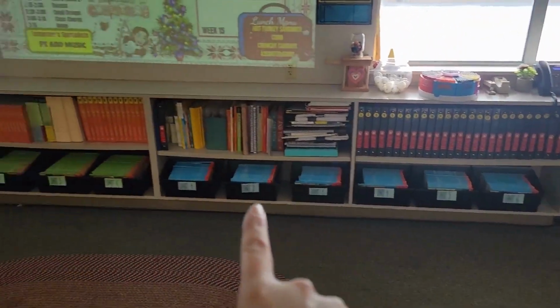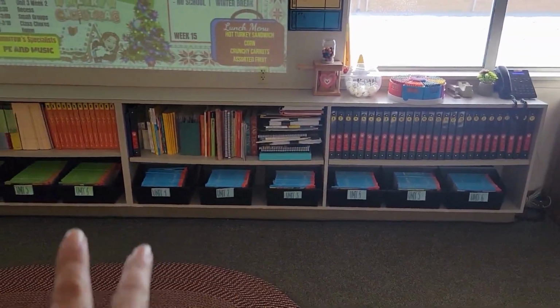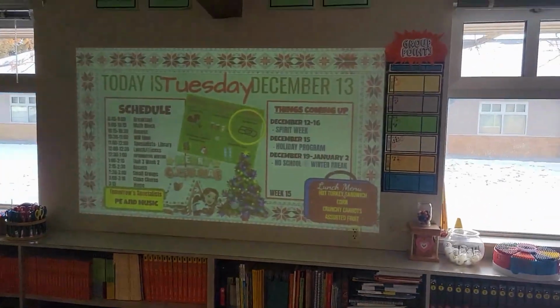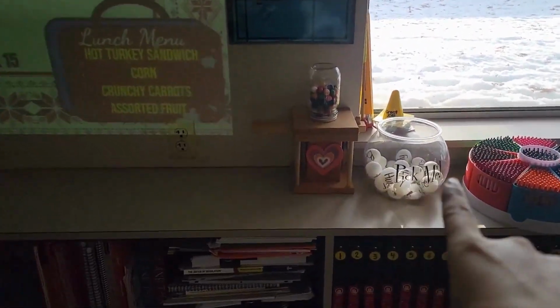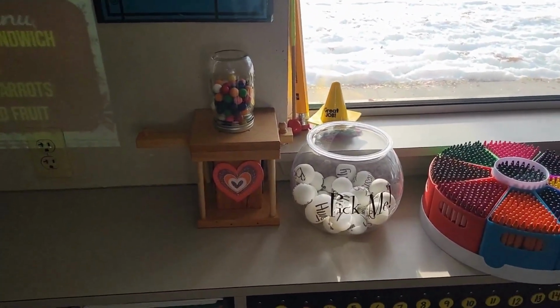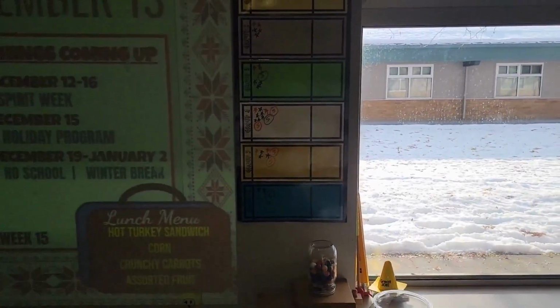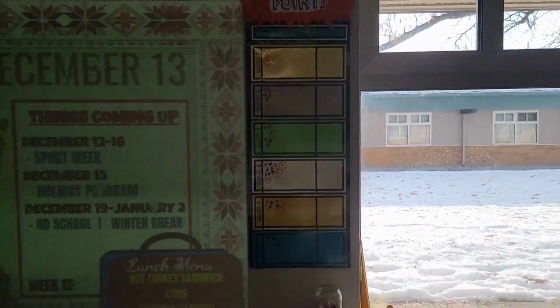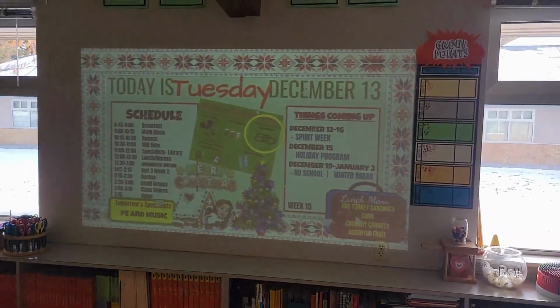Down here we have our leveled readers. Right there, 2 different levels. And then right here we have our, oh, you know what? I forgot to talk about we call them our random balls, so I can choose a name. Here we have our group points for the month of December, since we're in December. And then here is our projector.